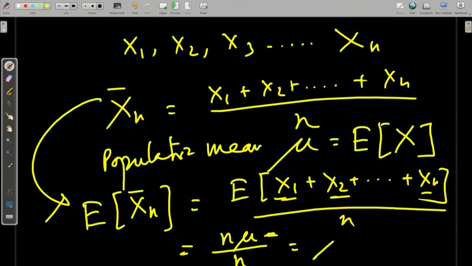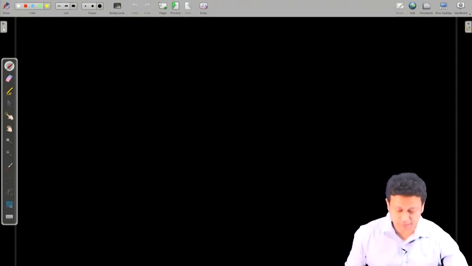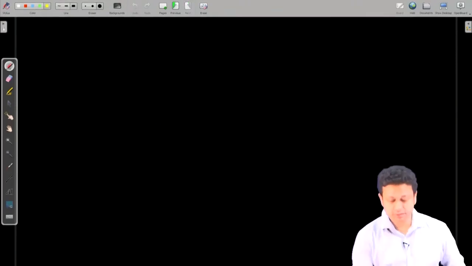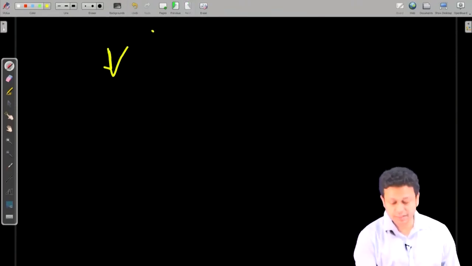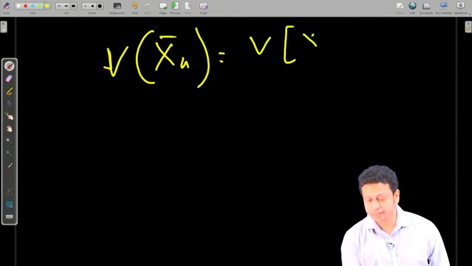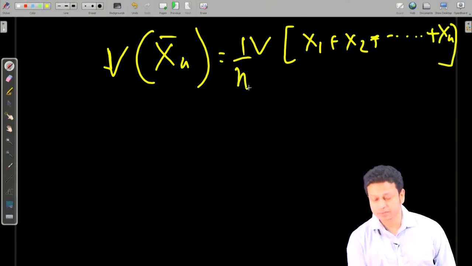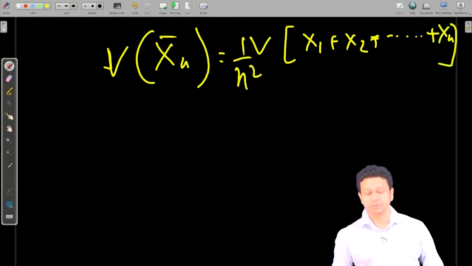So, this is going to give me mu, which is nothing but the population mean, the expectation of x. Now, what about the variance? If I take the variance of the previous one, the variance of x n bar is basically the variance of x 1 plus x 2 up to x n, divided by n. I have to take the n square out. So, for variance it is going to be 1 by n square.